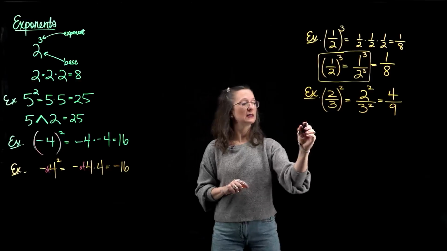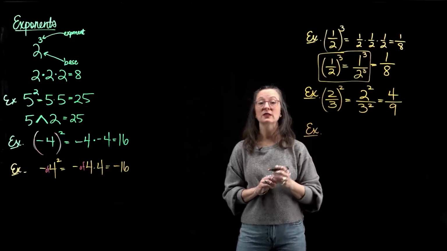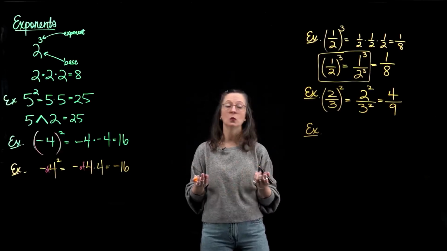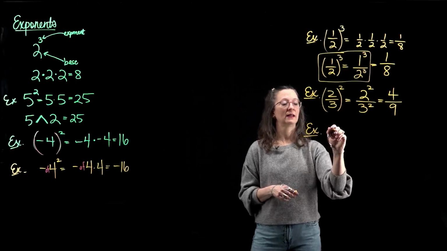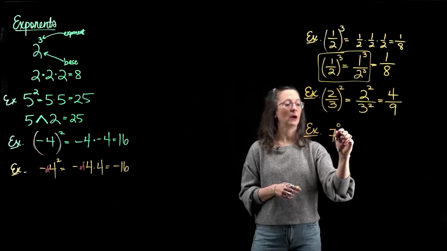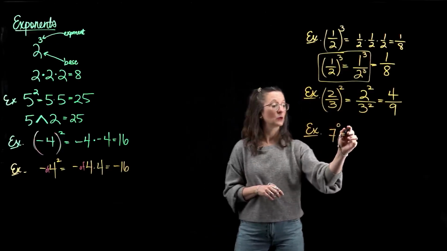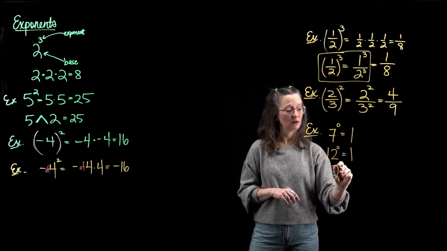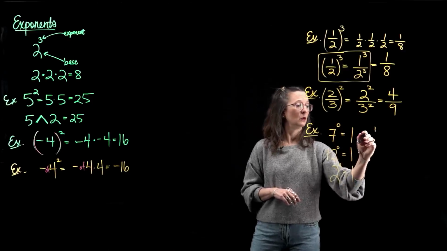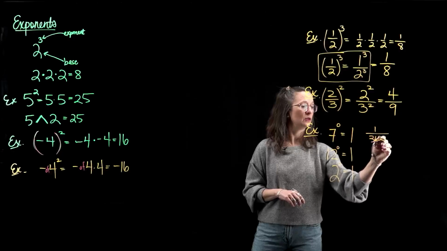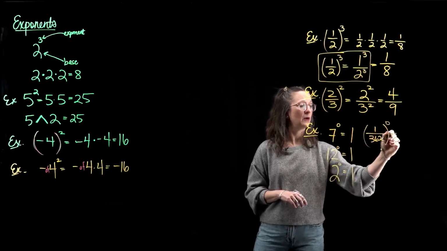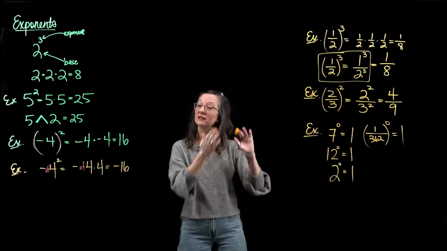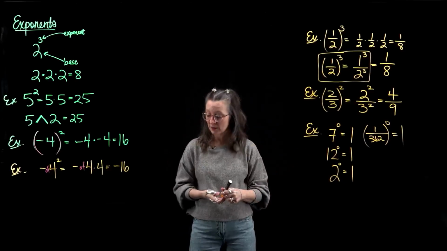One thing that gets kind of funny that we just have to memorize is that anything to the 0 power is equal to 1. So if I had 7 to the 0 power, this would be equal to 1. 12 to the 0 power, 1. 2 to the 0 power, 1. 1 out of 362 raised to the 0 power, 1. So that's just one that we need to memorize so that when we see that come up, we know to just substitute 1 in.